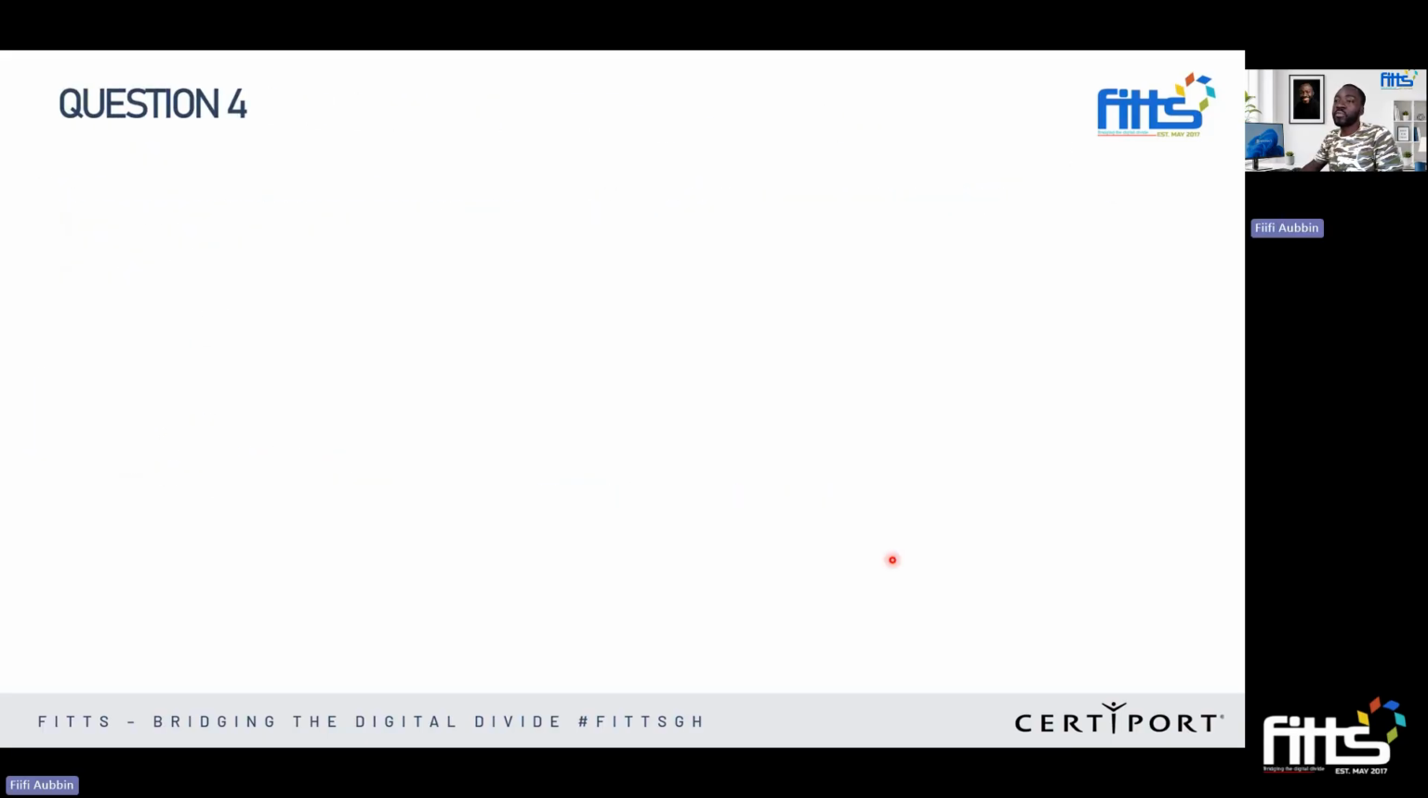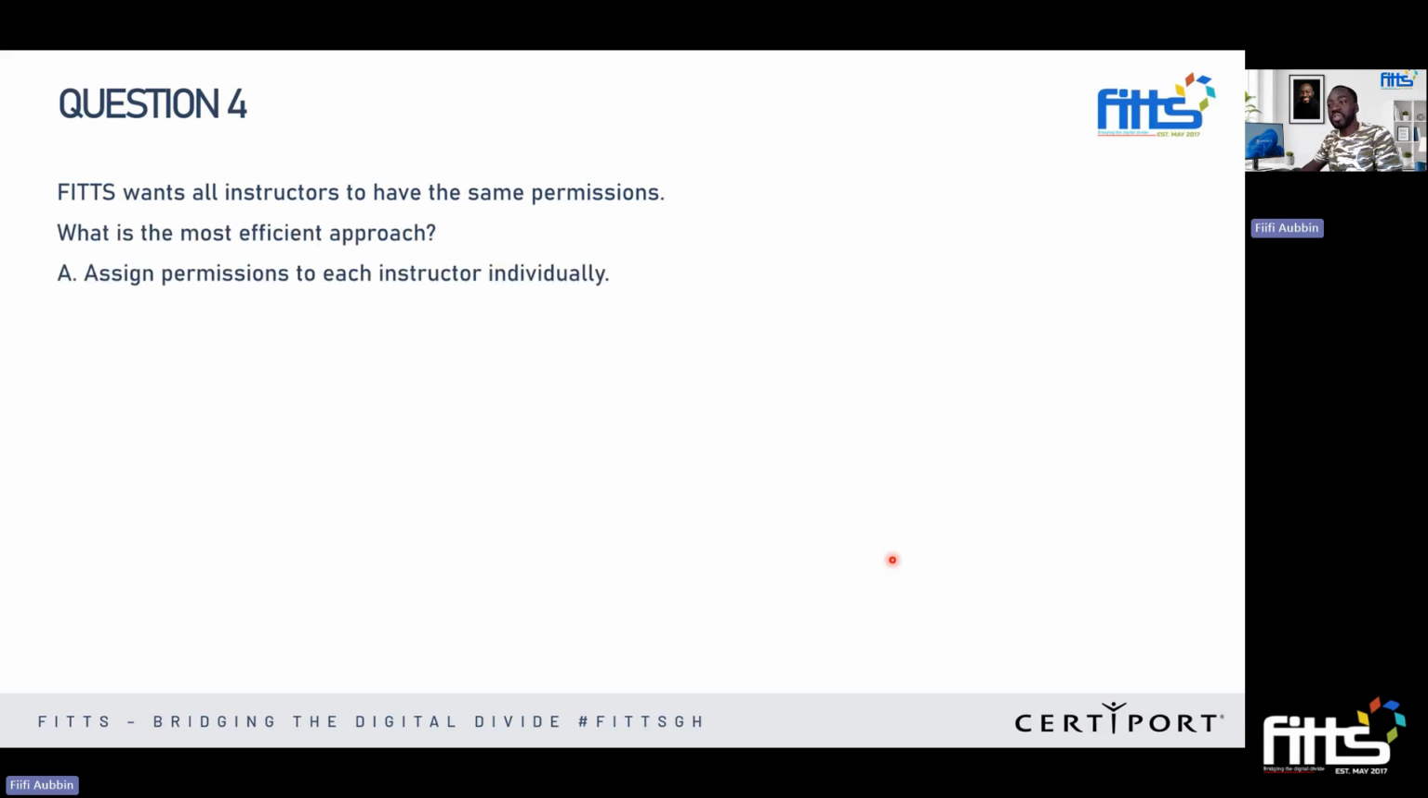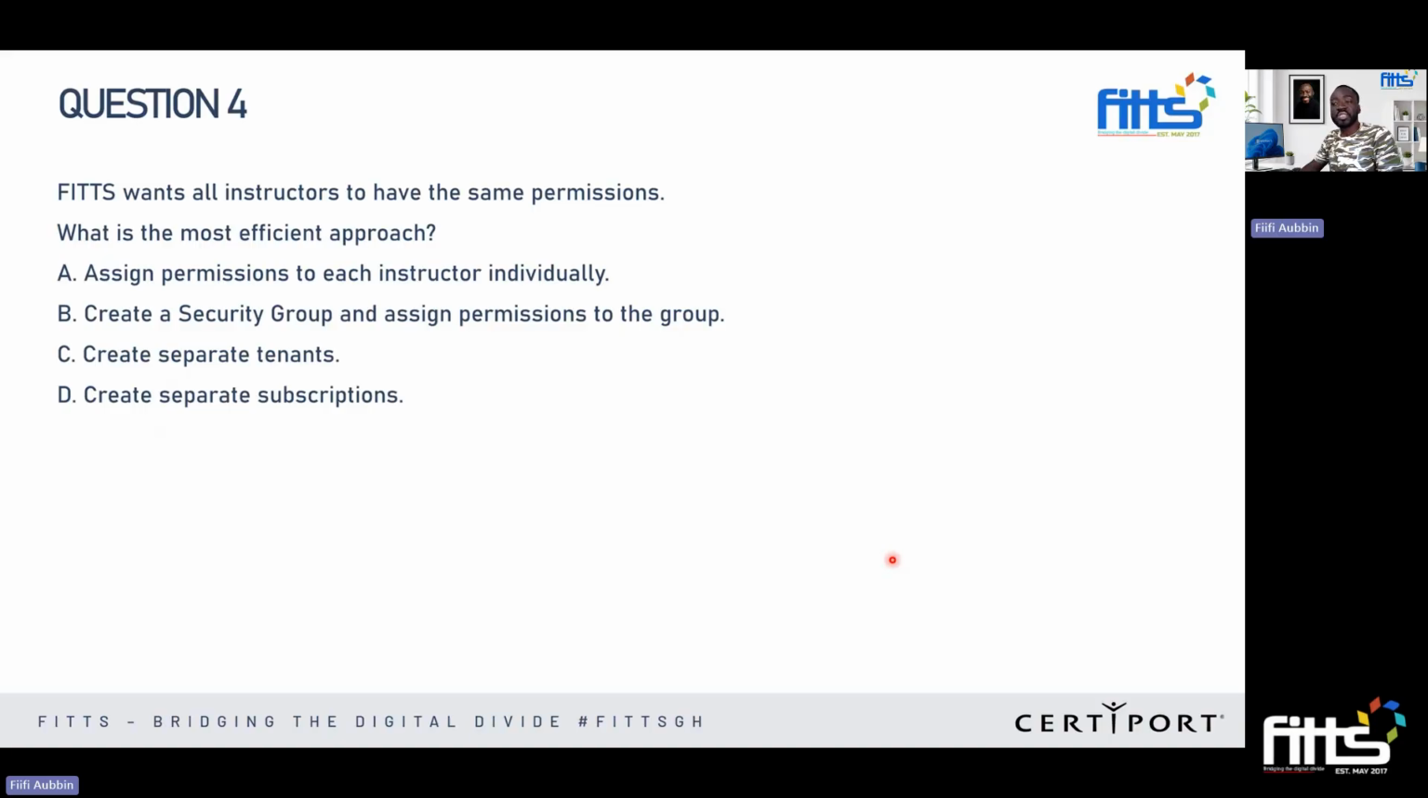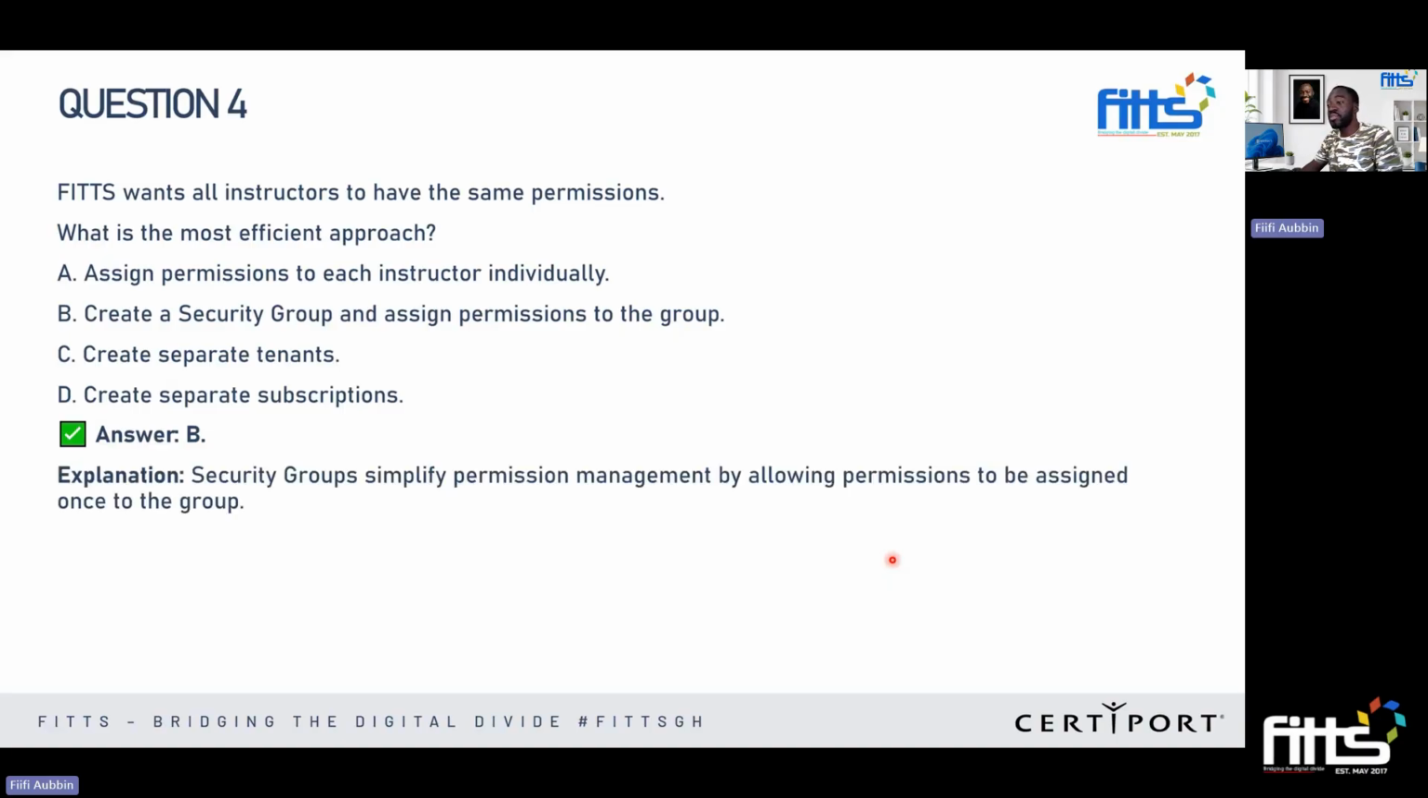Question number 4. We're looking at FIT wanting all instructors to have the same permissions. So what is the most efficient approach? Assign permissions to each instructor individually. Is that the best option? Create a security group and assign permissions to the group. Create a separate tenant and create separate subscriptions. So if you're thinking that the answer is B, then you are 100% right. And the reason being that security groups simplify permission management by allowing permissions to be assigned once to the group instead of doing it individually.